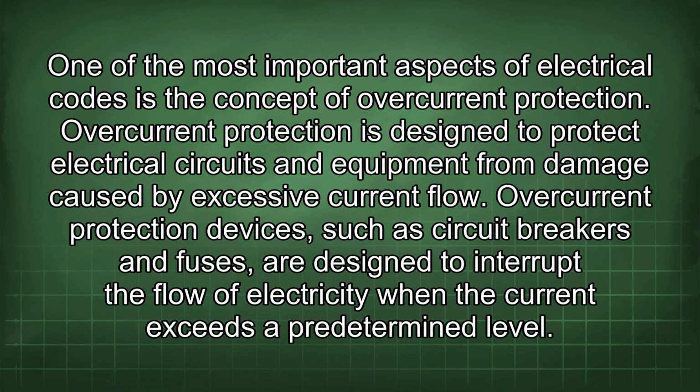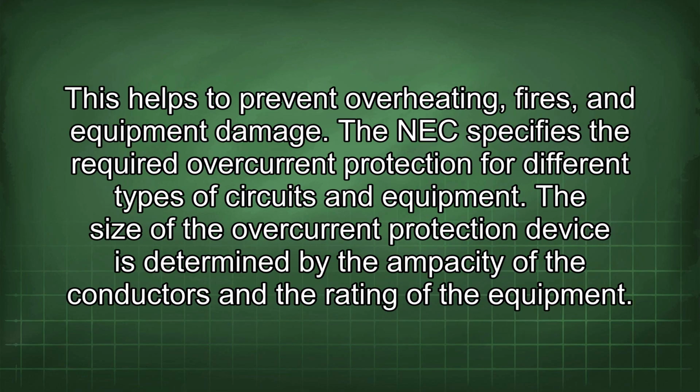One of the most important aspects of electrical codes is the concept of overcurrent protection. Overcurrent protection is designed to protect electrical circuits and equipment from damage caused by excessive current flow. Overcurrent protection devices, such as circuit breakers and fuses, are designed to interrupt the flow of electricity when the current exceeds a predetermined level. This helps to prevent overheating, fires, and equipment damage.